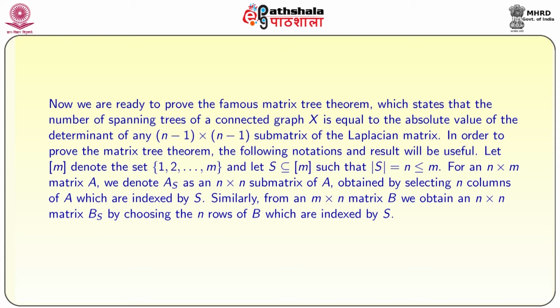Let the box of M denote the set 1, 2, 3 and so on up to M, and S is a subset of box of M such that the modulus of S, that is the number of elements in S, is equal to n, less than or equal to M. For an M by M matrix A, we denote by AS the n cross n submatrix of A obtained by selecting n columns of A which are indexed by S. Similarly, from an M by n matrix B, we obtain an n by n matrix BS by choosing n rows of B which are indexed by S.